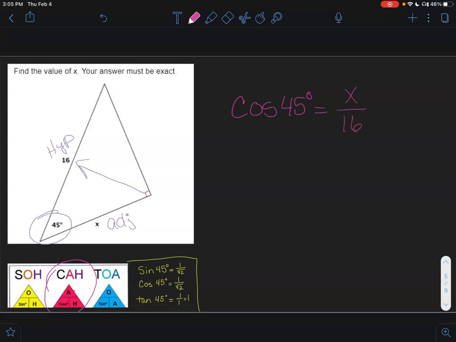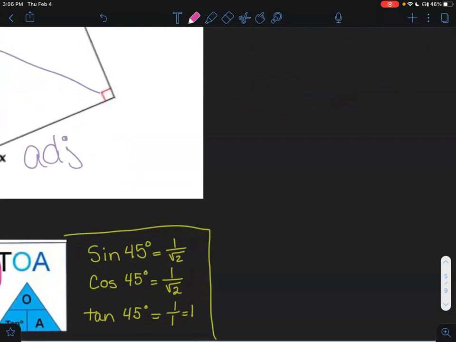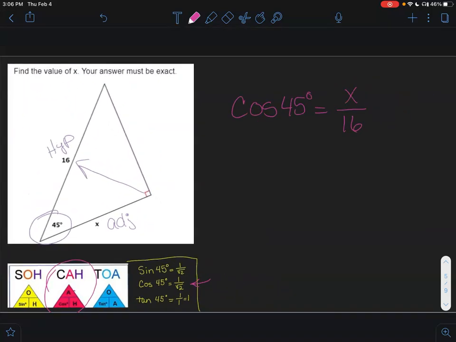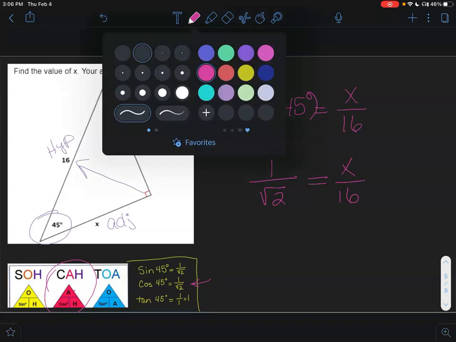So this time, instead of plugging into a calculator or any of that type of thing, we're going to use our ratios down here. And we have this 45 right here, which is 1 over square root 2. So we're substituting that value in for our cosine value here. So the cosine of 45 equals 1 over the square root of 2. It's still equal to our ratio here of x to 16. So now we're just going to cross multiply.